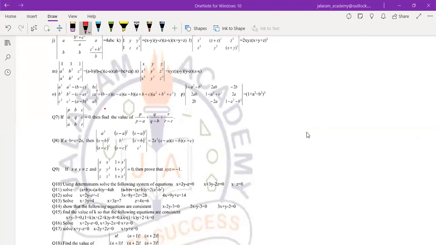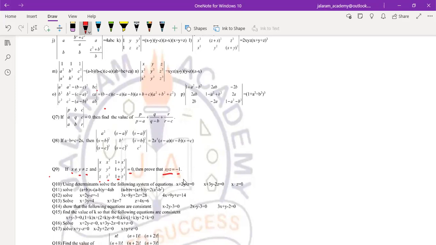Welcome back students again. Now we will discuss one more question related to properties of determinant, a very important question. The question number 9 from our sheet. If x is not equal to y, y is not equal to z, and the determinant with rows x, x square, 1 plus x cube; y, y square, 1 plus y cube; z, z square, 1 plus z cube equals 0, then prove that xyz equals minus 1.